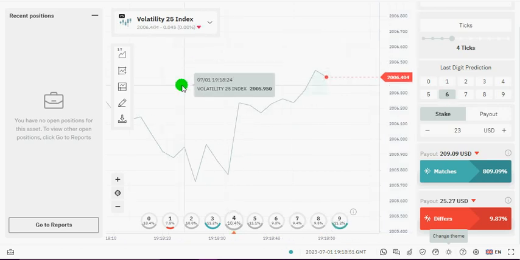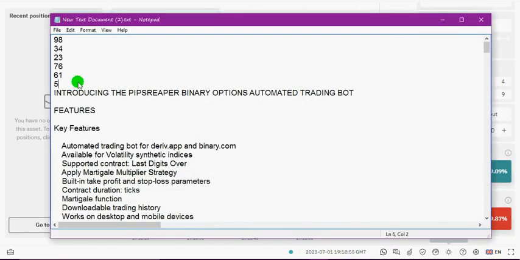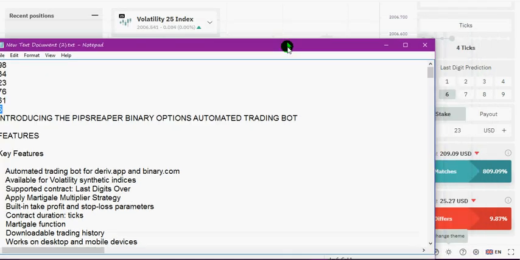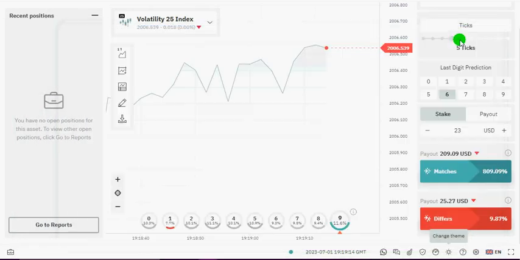So here, once you log into your trading account, we're going to place the first trade. Make sure you note all these numbers right here. You have to note down all these numbers: 98, 34, 23, 76, 61, and 5. I'm going to explain this to you right now. So we're going to go for our first trade. We're going to set it to 98.